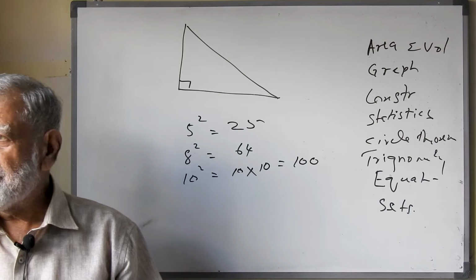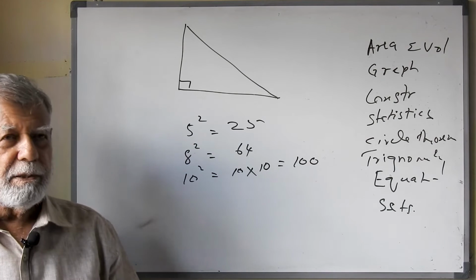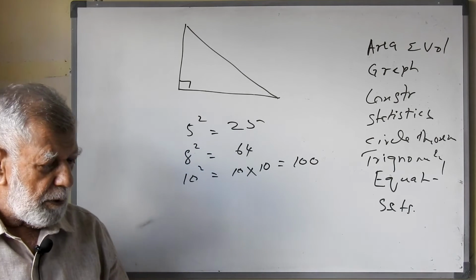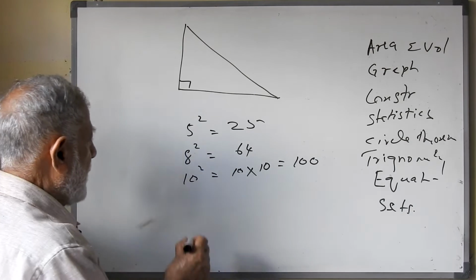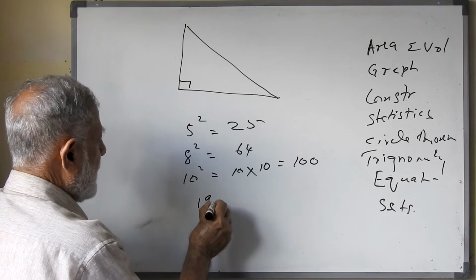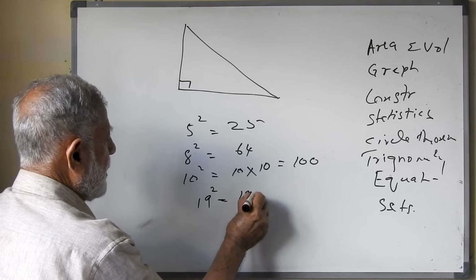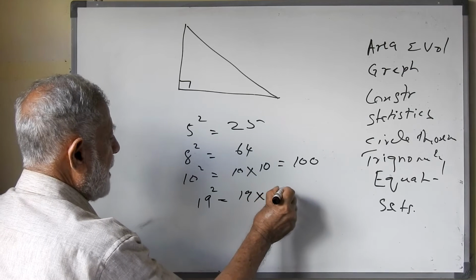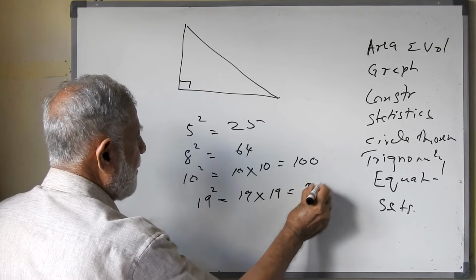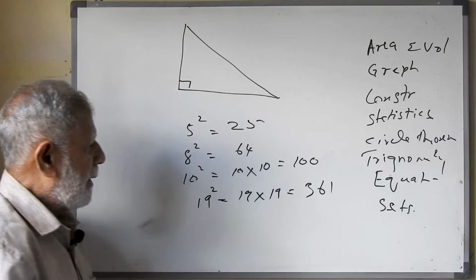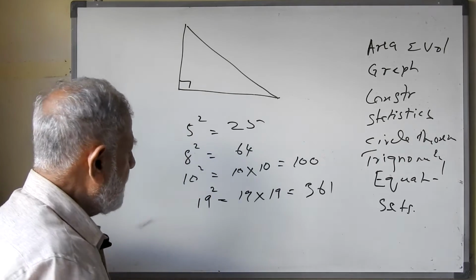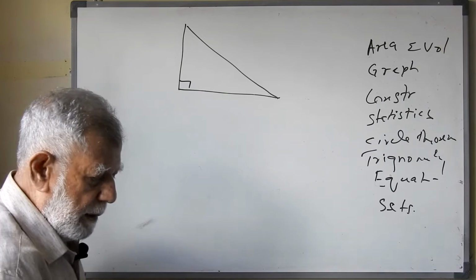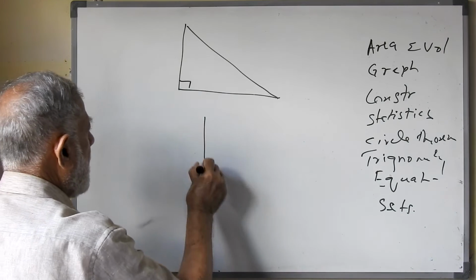If you can learn up to 25, it will be very useful to you, because it will come up more and more. For example, 19 into 19, sometimes it comes as 19 squared. 19 into 19 is 361. One paper had this, and very few people were able to answer that. 361. Then also you must know that in a square, suppose a square is given.